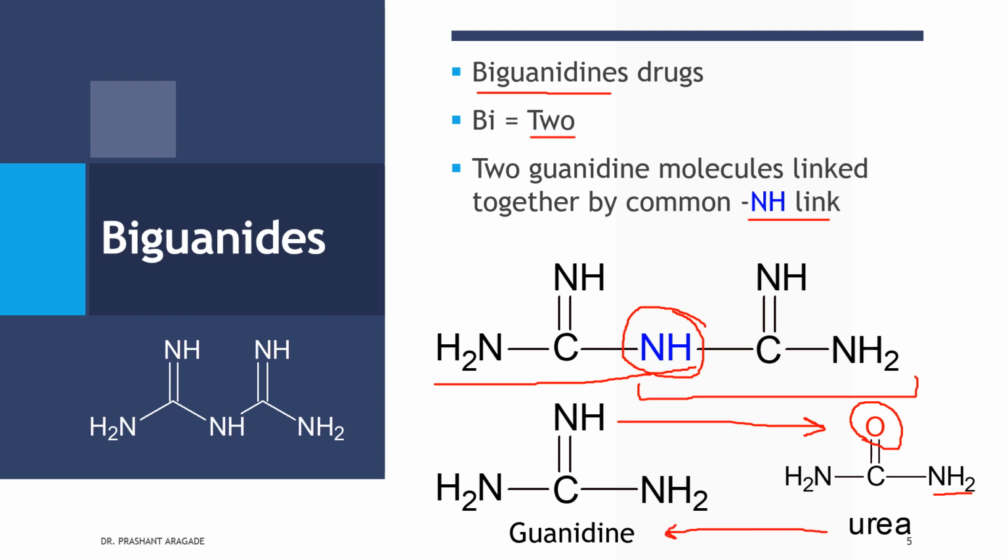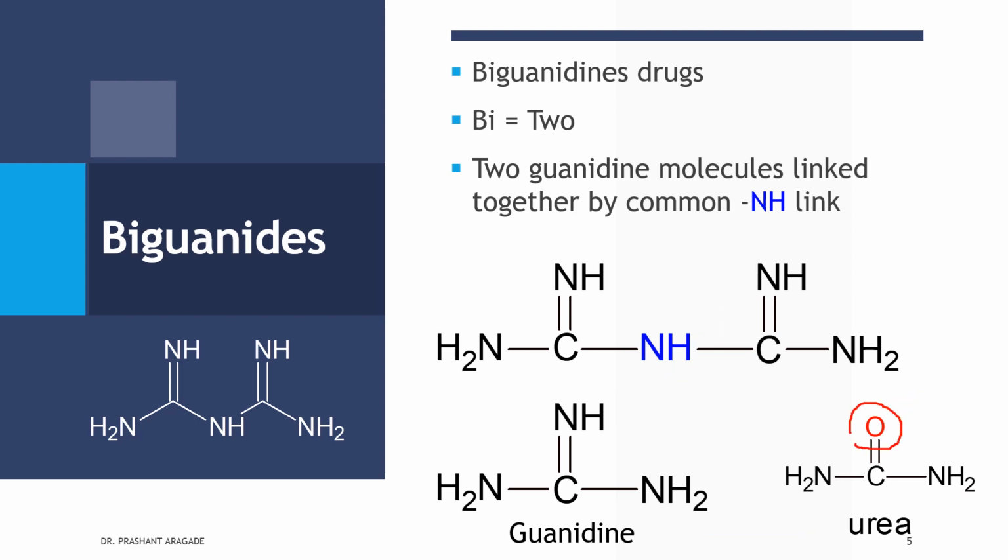You just have to replace the oxygen with NH, and then urea becomes guanidine. So it is very easy to draw the structure of guanidine from urea. You just replace the oxygen of urea with NH, and it becomes guanidine. Then you join the two guanidine molecules using a common NH link like this. So this is the structure of biguanides. If you know the structure of biguanides, then it will be very easy to draw the structure of fenformin. How? We will see.